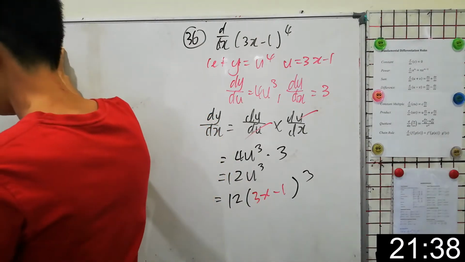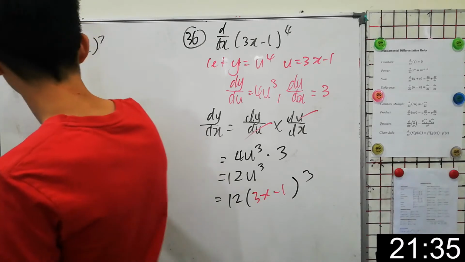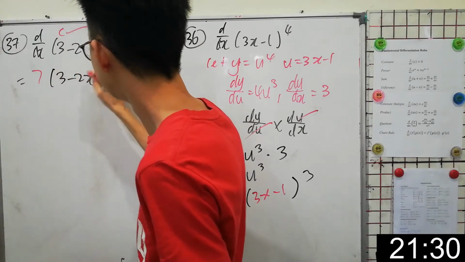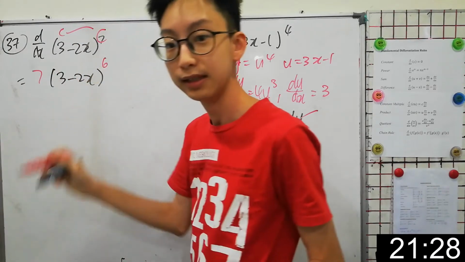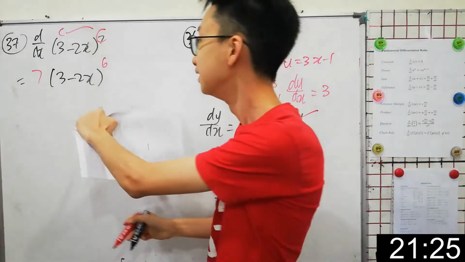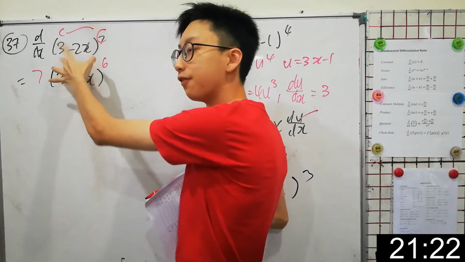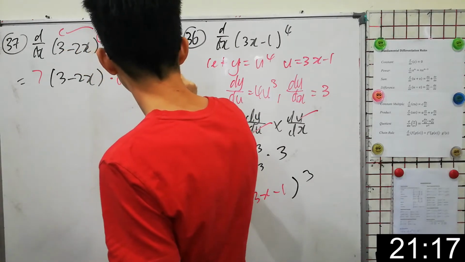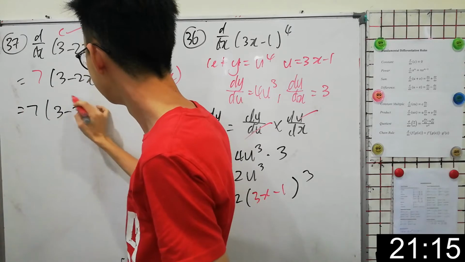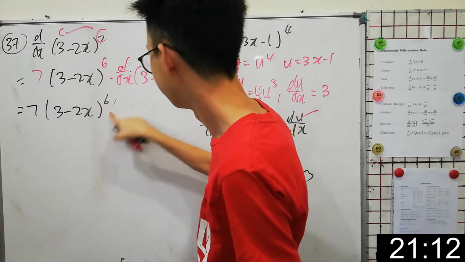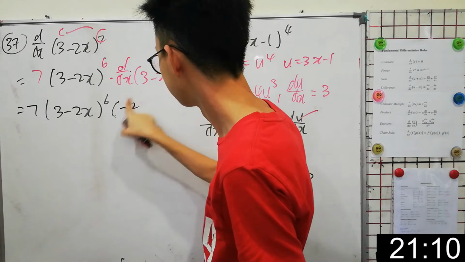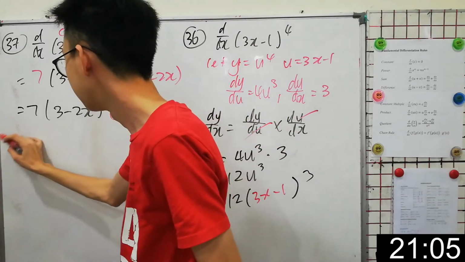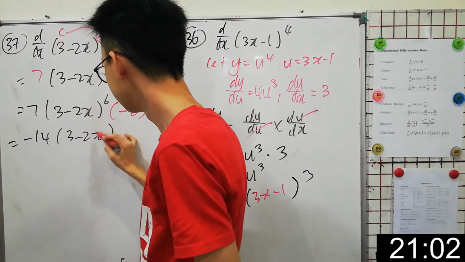Okay, d/dx of (3 minus 2x)^7. Again, you can just bring down the power, 7, then this should be a 6. Then what should you do next? This is not the end. You need to multiply with the derivative of the inside function. So let me write down for you. d/dx of (3 minus 2x)^7 is 7(3 minus 2x)^6 times negative 2. Maybe I should use a red color. Okay, negative 2. So it's negative 14(3 minus 2x)^6.